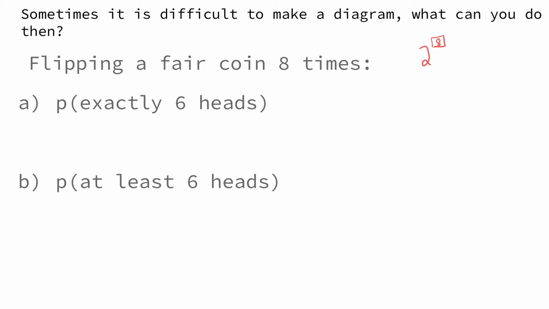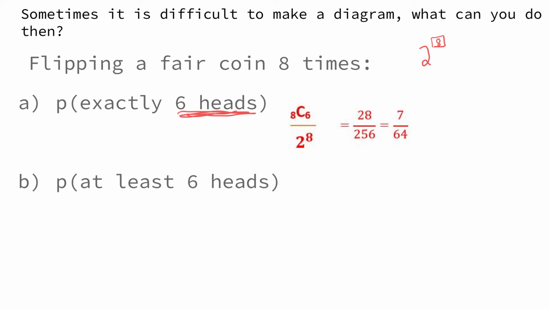Now, if we want to get exactly 6 heads, this is going to be a combination because we can have 6 heads in any order. We just need for there to be 6 of them. And so to get this amount, we're going to do the combination of 8 choosing 6, so 8 coin flips with 6 of them being heads, divided by 2 to the 8th power.